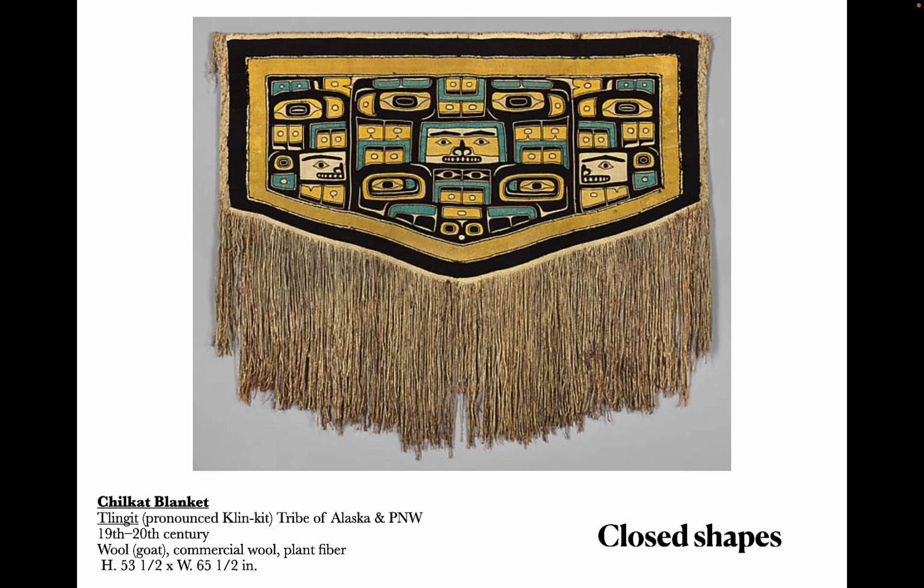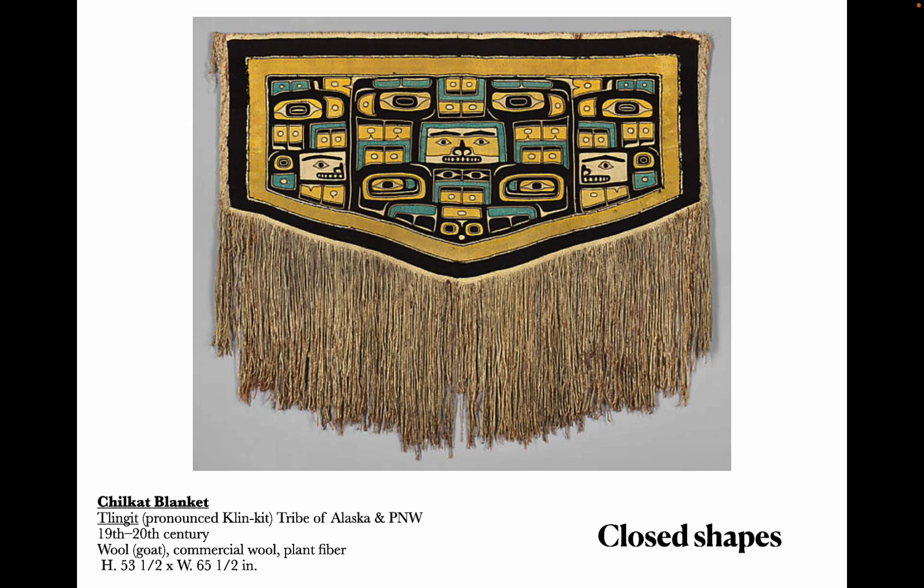So this is a Chilkat blanket from the Tlingit tribe. They're in the Pacific Northwest and Alaska. This is from the 19th or 20th century. And these are very graphic, stylized, flattened, closed shapes. So they're based on our observable reality, right? These are based on animals. They're stylized versions of animals.